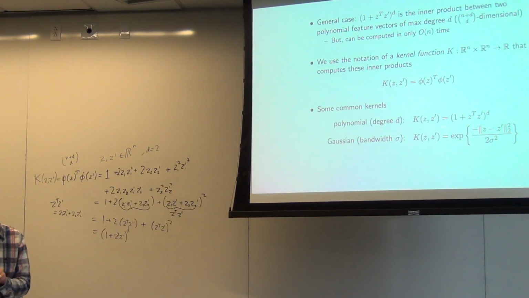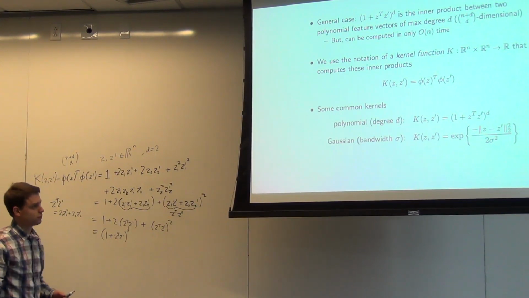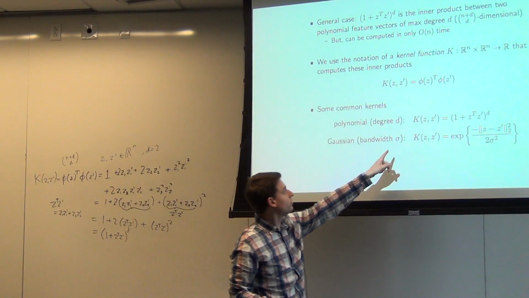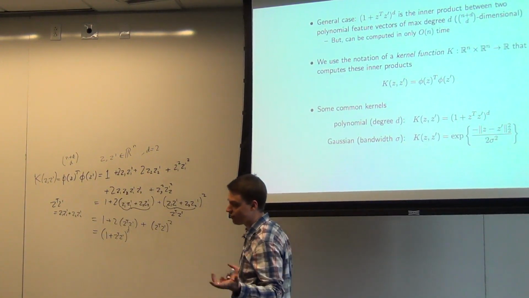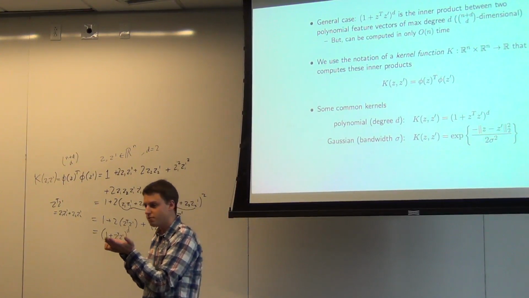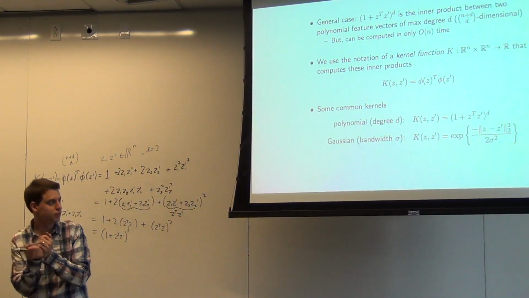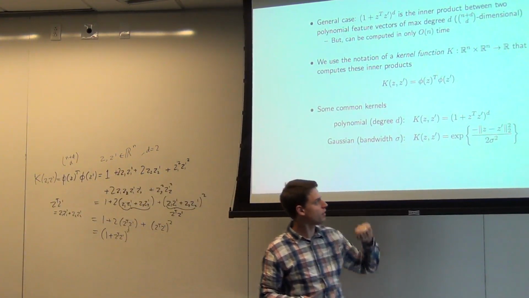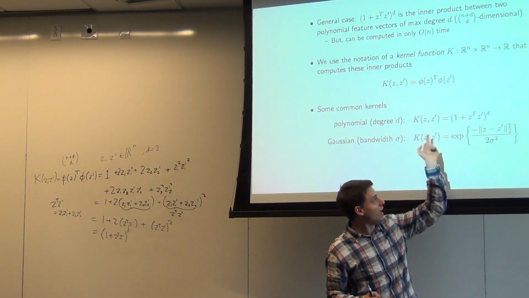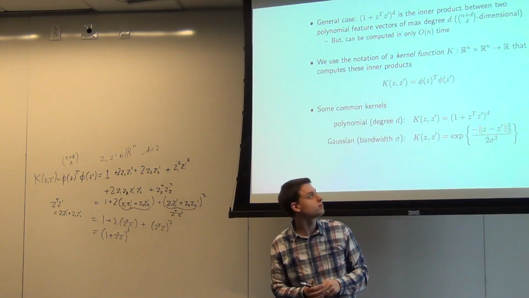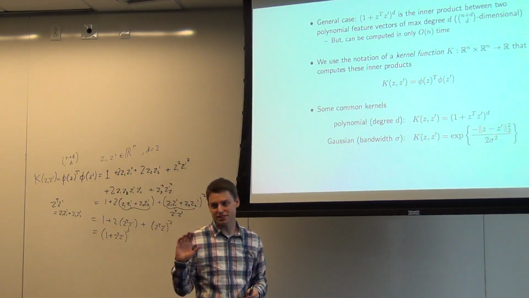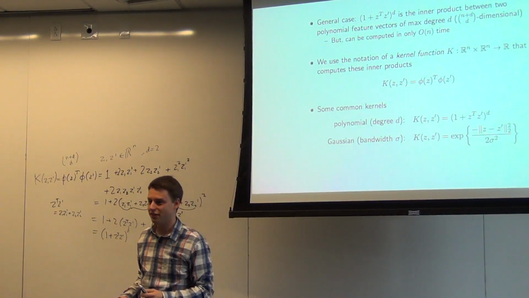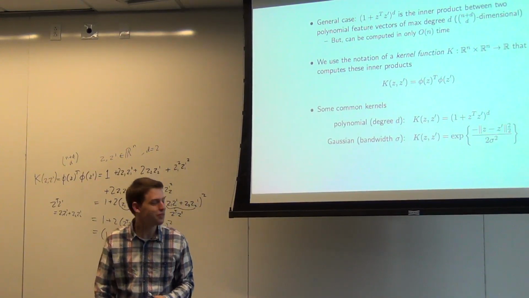Now, some common kernels that you may see a lot. First one's the polynomial kernel. We just saw that. That's equivalent to inner products of these polynomial feature vectors, but computed very, very quickly. Then we have the RBF kernel, or sometimes called the Gaussian kernel, or squared exponential kernel. People call it all sorts of things because they don't want to call it a Gaussian kernel, even though that's what it typically goes by in the literature.